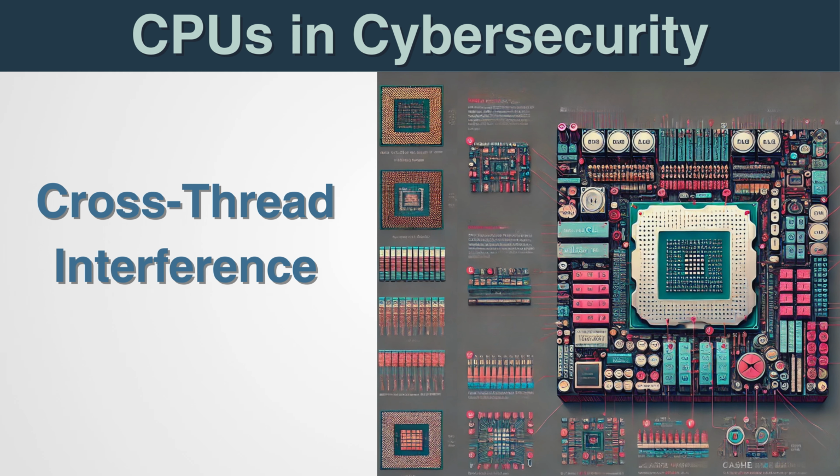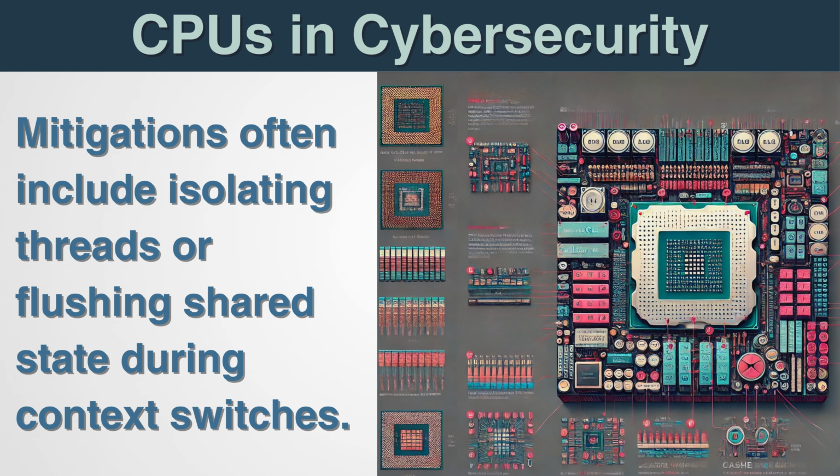In environments where untrusted code is run alongside trusted code, like cloud computing, thread-level interference can lead to data leakage. Mitigations often include isolating threads or flushing shared state during context switches. Knowing the exact behavior of these mechanisms helps in both implementing and testing these security features.